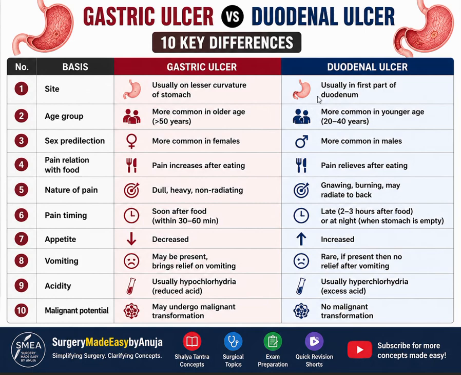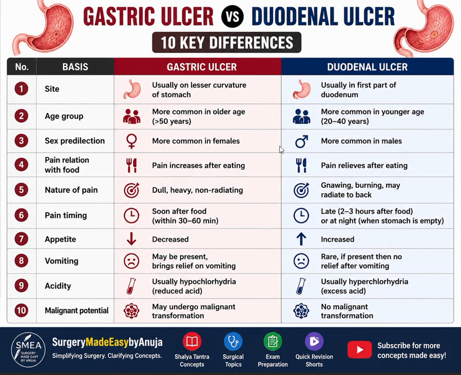Gastric ulcer is usually seen in older age, that is more than 50 years, whereas duodenal ulcer occurs in the second and fourth decade, about 20 to 40 years of age. Gastric ulcers are common in female patients, whereas duodenal ulcers are more common in males.